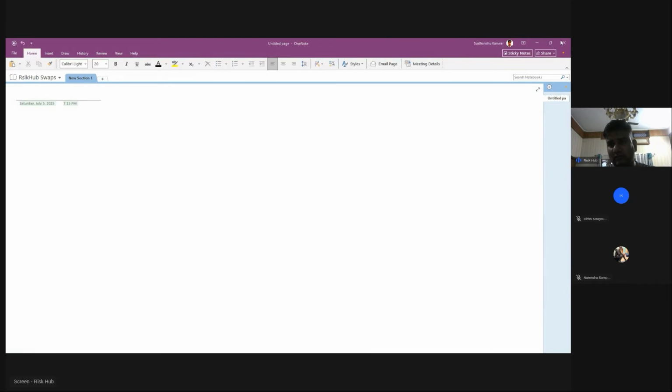I'll write down a few things here because it's easier to write in the OneNote. So basically we are doing swaps. The chapter name is swaps, right? Swaps is very similar to normal things in your life.